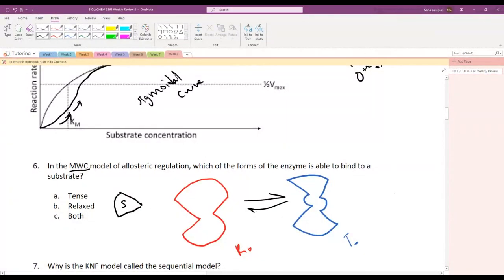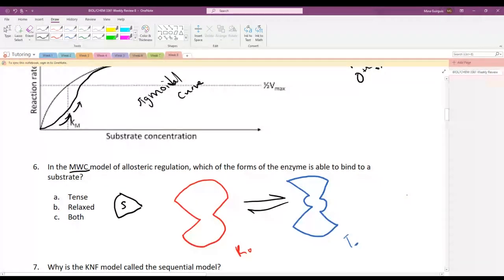And their equilibrium constant is called L. It's not something that's really talked about. I've seen some professors ask questions about it on exams. I've seen some professors barely talk about it. So it's a very professor-dependent thing how much you'll need to know for. So like we said, it's pretty obvious that the substrate is going to bind to the relaxed form. So that's the answer to this question.